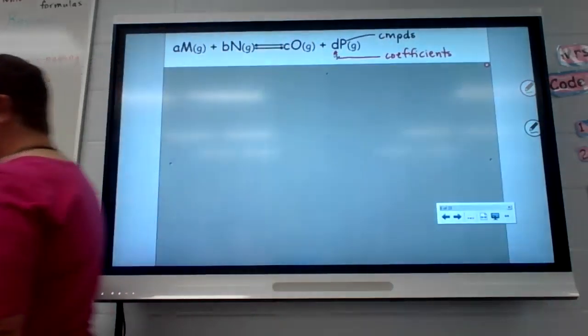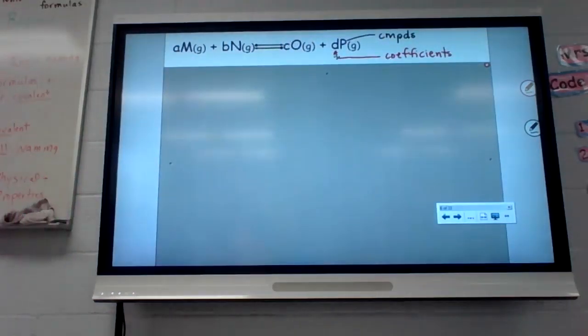So, the capital letters are the compounds. The little letters are the coefficients. Now, the G's that Rosanna yelled out are the states. Okay? The states.